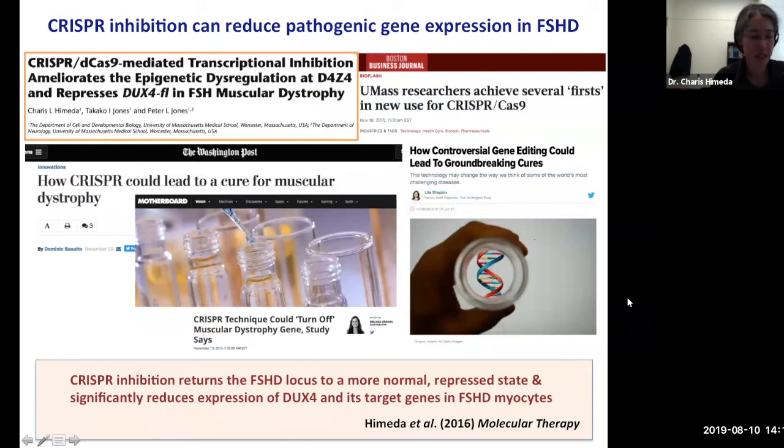So in 2016, we published a proof of principle study showing that CRISPR inhibition can in fact reduce the pathogenic gene expression in FSHD. So using cells from an FSHD patient, muscle cells, we showed that the system returns the FSHD locus to a more normal state of repression and significantly reduces the expression of DUX4 and its target genes.